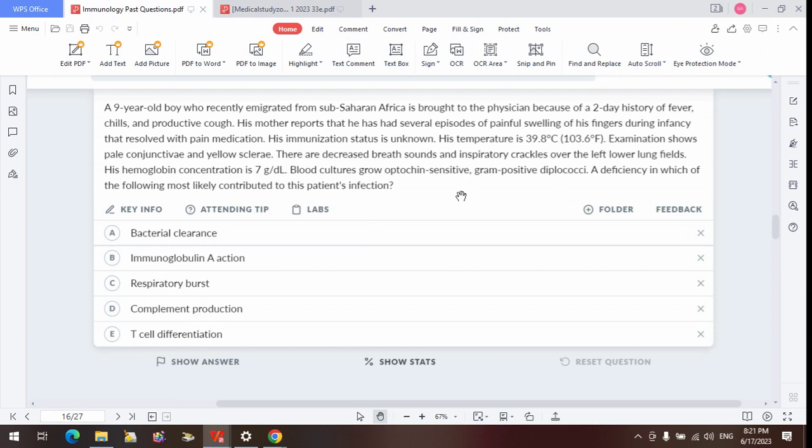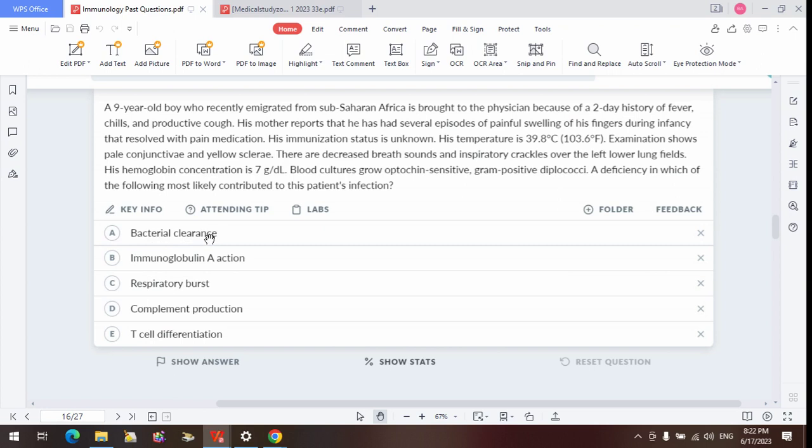A or D? So I get the problem now, I know where the confusion is coming from. It would be logical to also pick D, but the answer is A. Actually, complement comes from the liver. That's A. So this is bacterial clearance by opsonization. This person cannot clear the bacteria by opsonization, just like the process we have talked about.